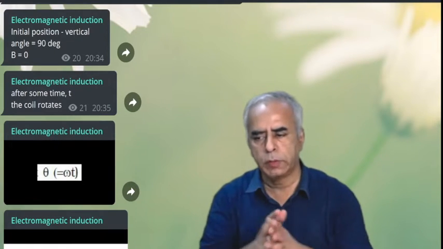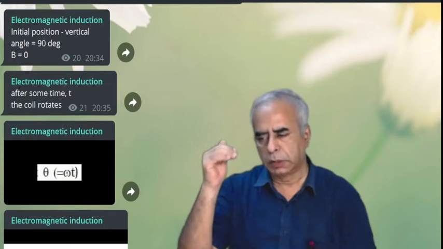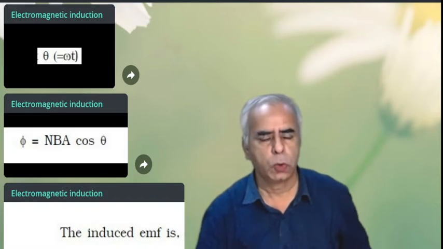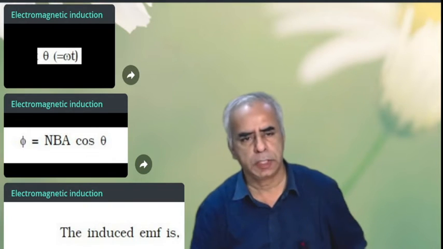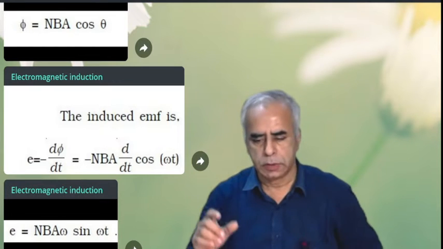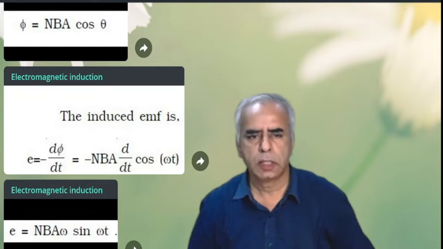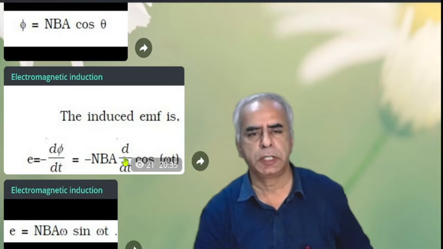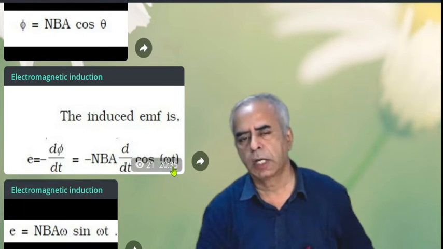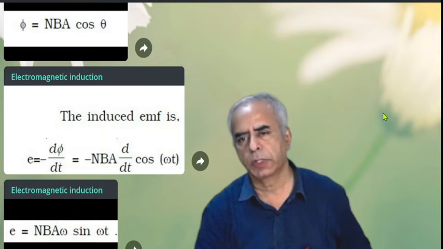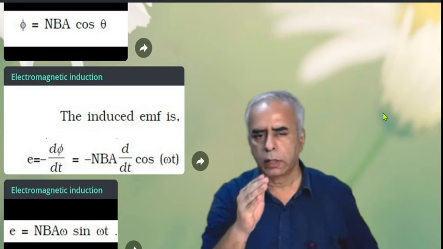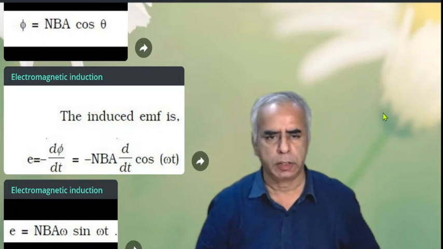So we know very well that omega is equal to theta by t, or theta is equal to omega t, is it not? So phi is NBA cos theta, and the induced EMF is given by E is equal to minus d phi by dt, that is equal to minus NBA into d by dt of cos, and instead of theta I introduced omega t, because we already know omega is equal to theta by t. So theta is equal to omega t. I have just substituted theta by omega t.